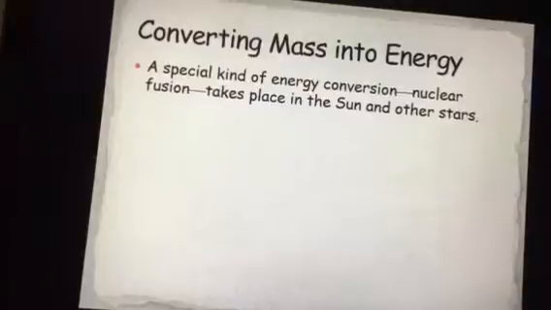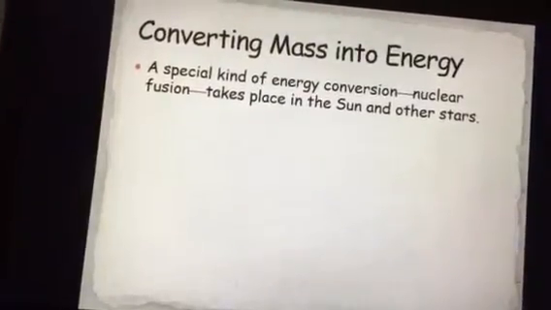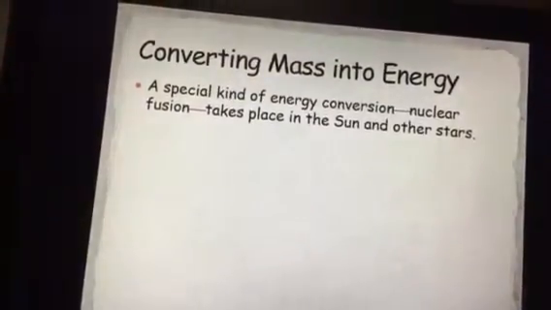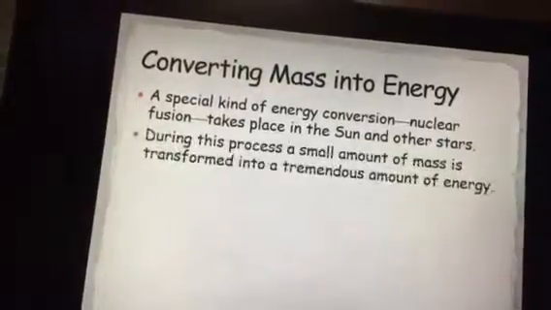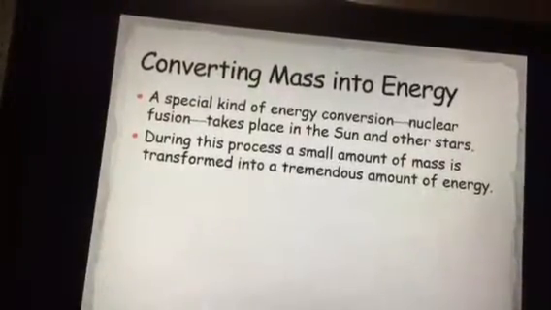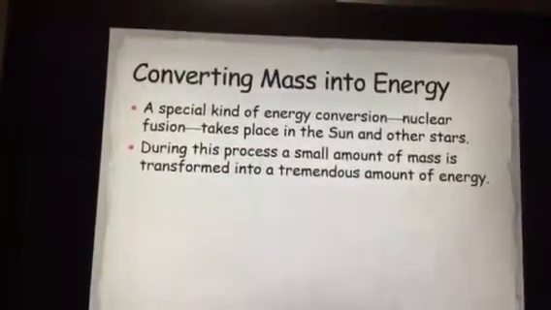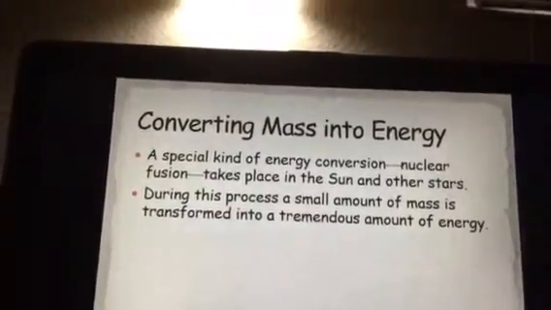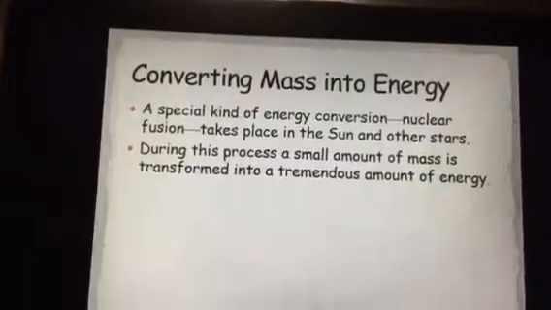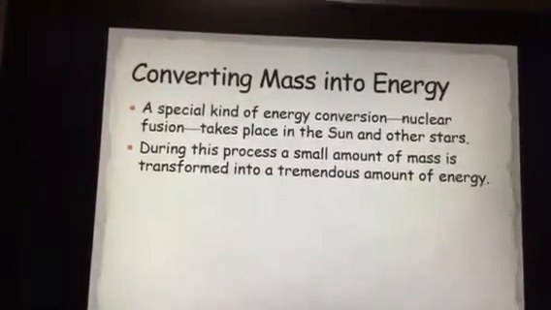So we also have this special kind of energy called nuclear fusion. This takes place in the sun, this takes place in stars, and basically we have small amounts of mass that is transformed into tremendous amounts of energy. So when 2 hydrogen atoms smash into each other to make helium, energy is produced from this, which we know is radiant energy from the sun.